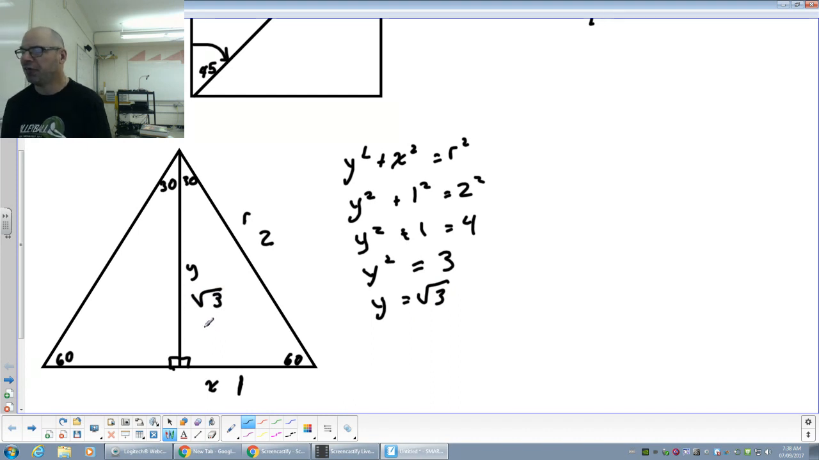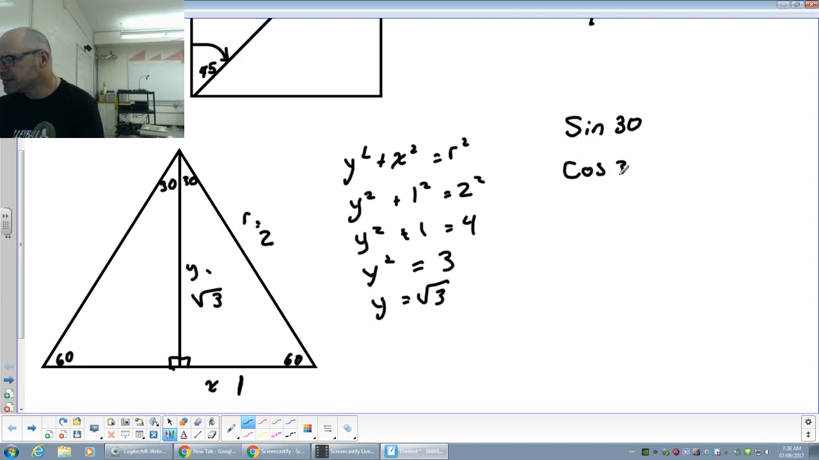So there we have the 30, 60, 90 triangle. So across from the 60 degrees is root 3, across from the 30 degrees is 1, and across from the 90 degrees is 2. Okay, so then we can look at the sine of, let's look at 30 degrees, and the cos of 30 degrees and the tan of 30 degrees.